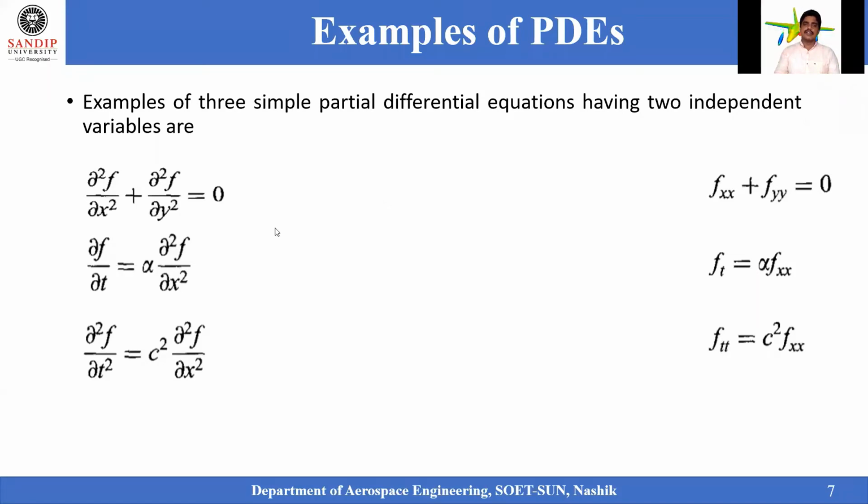Where in my first equation, if you see, dou square f by dou x square plus dou square f by dou y square is equal to 0. I think you might have seen this type of equation earlier. Generally this type of equation can be written as fxx plus fyy is equal to 0, where fxx is the same as dou square f by dou x square, and fyy is the same as dou square f by dou y square.